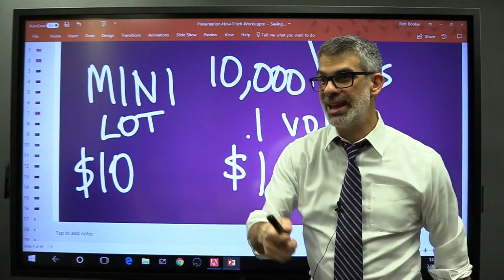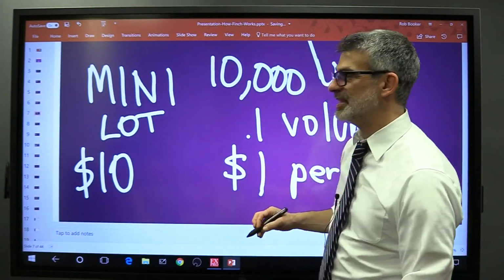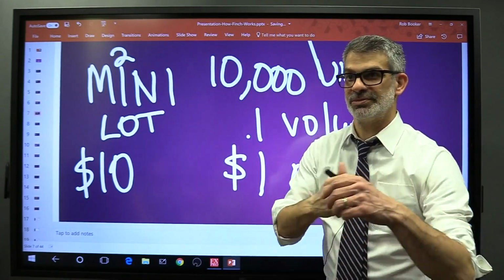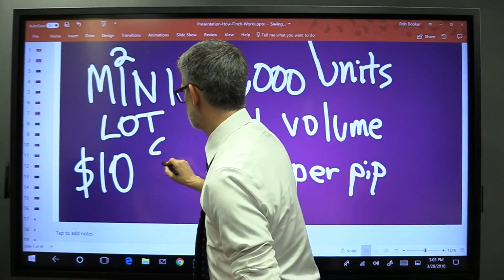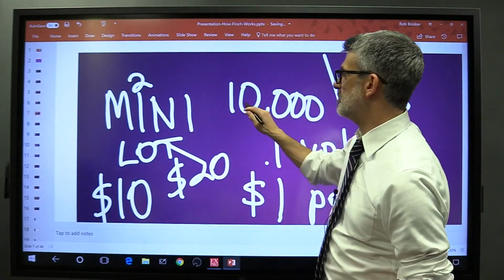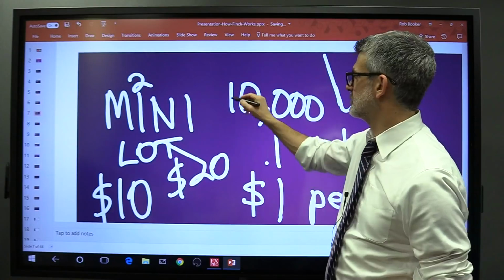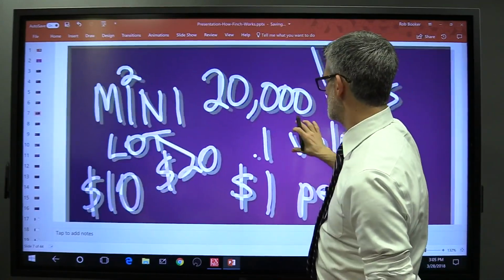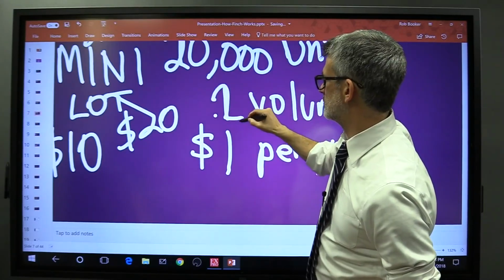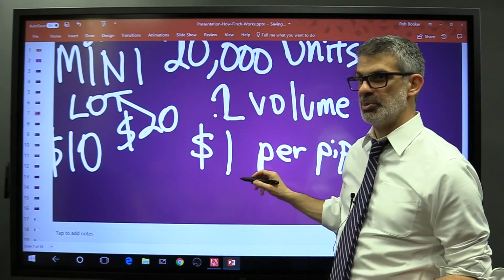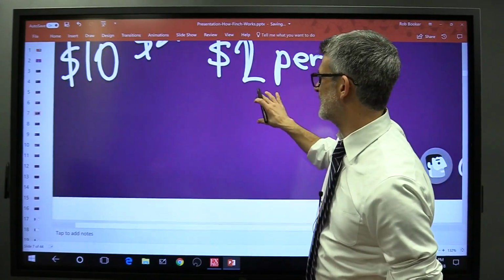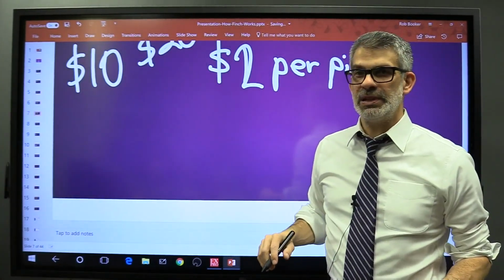Now what if you made 10 pips but you traded 2 mini lots? $20. How many units of currency would a mini lot be worth? 20,000 units of currency. What would the volume number look like? 0.2. And what would the dollar value per pip be? $2. What if you traded 5 mini lots?